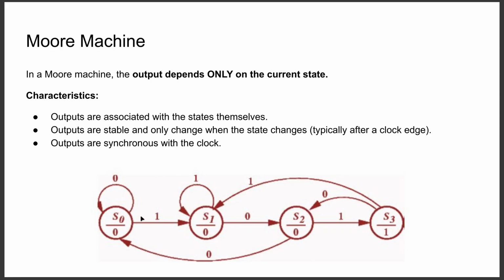So if we're in state 0 and we're inputting 0, the output will be 0. If we input 1, we transition to state 1, and the output is 0. And while we input 1, we stay in state 1. If we input a 0, we go over to state 2, and we output 0. If we input a 0, we go back to state 0. In state 2, if we input a 1, we go to state 3, and we output a 1.